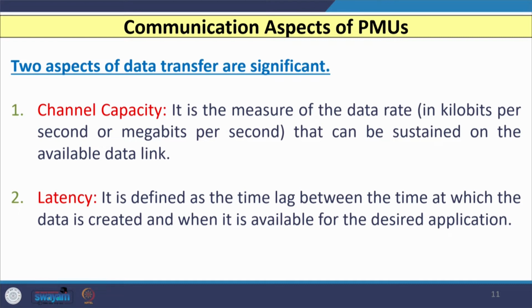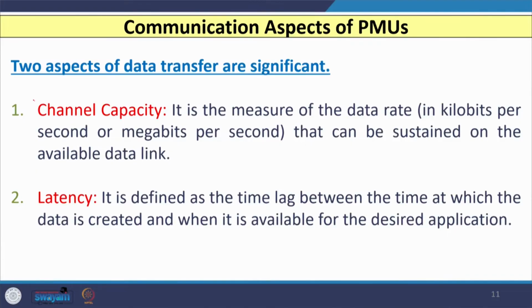So, normally when we consider the communication aspects in any phasor measurement unit, two aspects of data transfer are very significant. The first aspect is related to the channel capacity. So, normally channel capacity is nothing but the measure of the data rate, normally in kilobytes per second or megabytes per second, that can be sustained on the available data link.